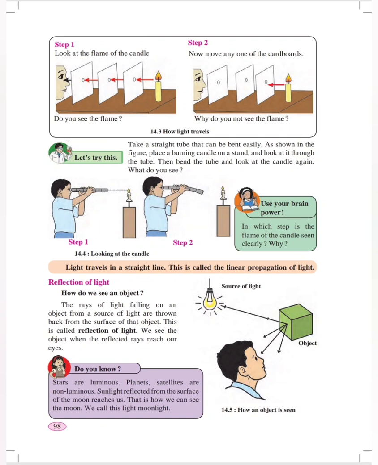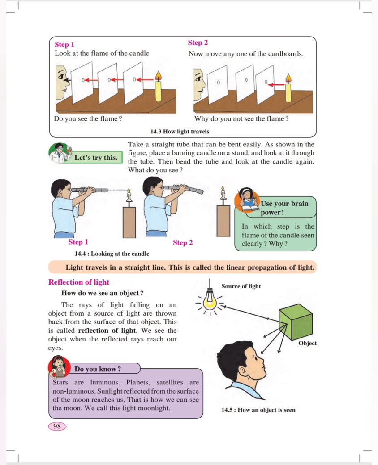In the second activity, a boy is trying to see the light of a lit candle through a hollow pipe. He can only see the flame of the lit candle when the pipe is straight. If the boy tries to bend the pipe, he is not able to see the candle. Yes, so that tells us that light travels in a straight line. This is called the linear propagation of light. Linear means in a straight line. So that is why it is called the linear propagation of light.